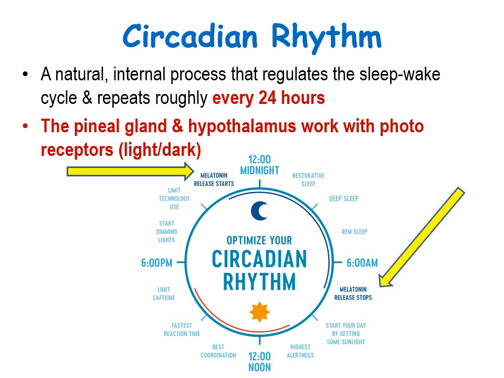The circadian rhythm is the one we're really focused on here in this chapter. This is our natural internal process that helps us with the sleep and wake cycle. It repeats roughly every 24 hours. It's 24 hours and a couple of minutes. So the pineal gland, which we've already discussed, and the hypothalamus, which we've already discussed, they work with the photoreceptors. They work with light and dark.